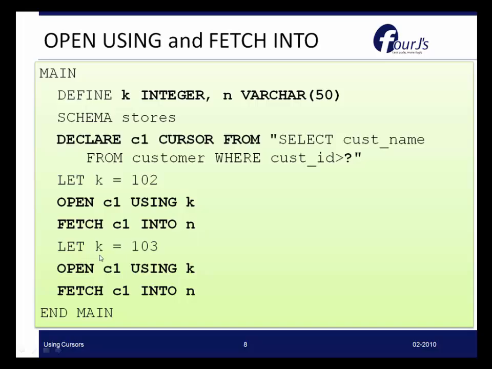Then what we're doing is simply changing K to 103, and we're issuing another open statement. Now we're going to open the cursor using K, which is now 103, and the statement that is executed uses the 103 for the placeholder, and again we get a different result set. And then here we're just simply fetching the first row into N. So fetch C1 into N is just we're using our variable. So again, if you are using dynamic SQL where you're supplying placeholders in your statements, you need to make sure that you use the using clause and supply the variable that you'll be supplying to the select statement.